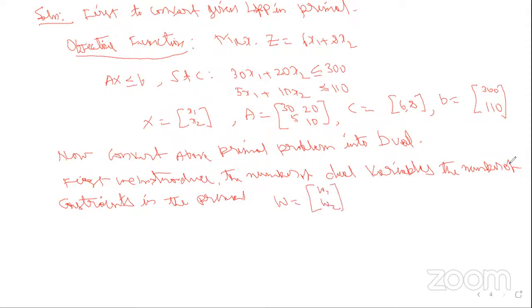Let W equal to W1, W2. In the primal we have two constraints.